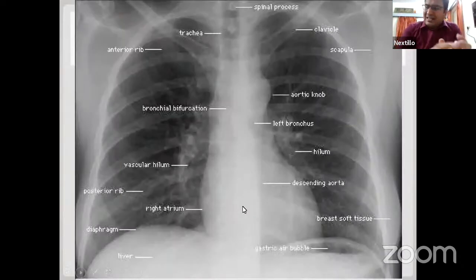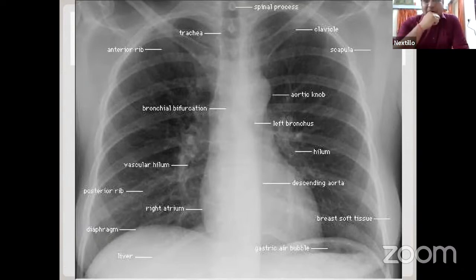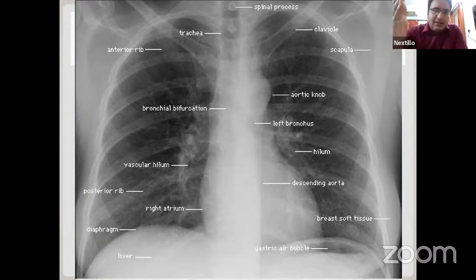Now, let's talk about the anatomy. When we are looking at an X-ray, how will we know what is abnormal until and unless we are able to find what is normal? So let's talk about the anatomy. And then we will talk about how we are going to look at an X-ray, so that next time you get an X-ray, you don't have to think about the diagnosis right away. This is not the right way. The right way is that you should know how to read an X-ray.